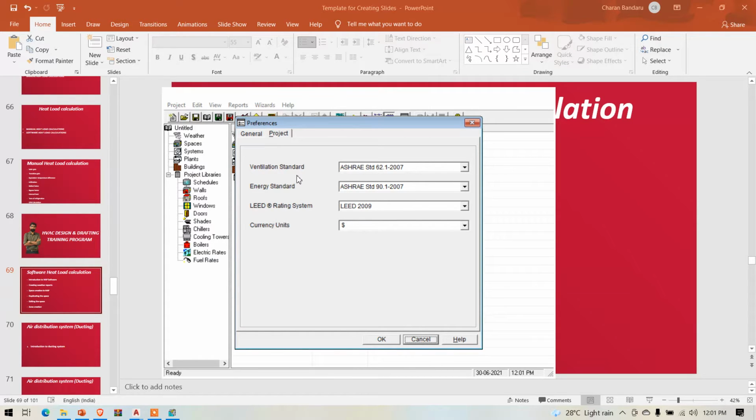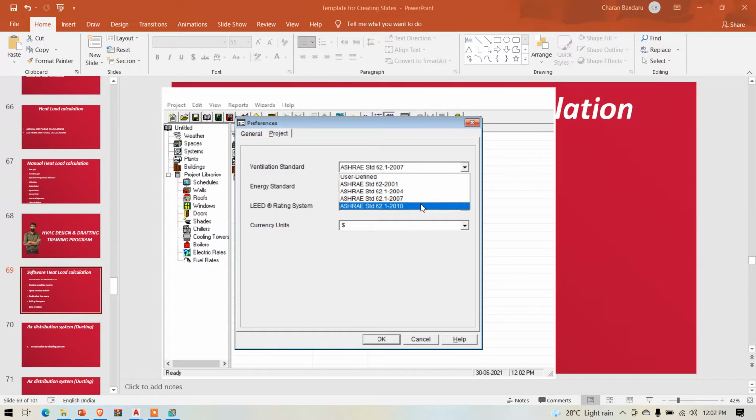If you go to the ventilation standards, in module number 1 we discussed what standards we are following. If you remember, we told of one standard, that is 62.1, which is for ventilation. If you see the drop down, different years will be there: 62.1 2001, 2004, 2007 and 2010. Why they give so many years: if it is a new construction building, then the advanced, updated values are what we consider.